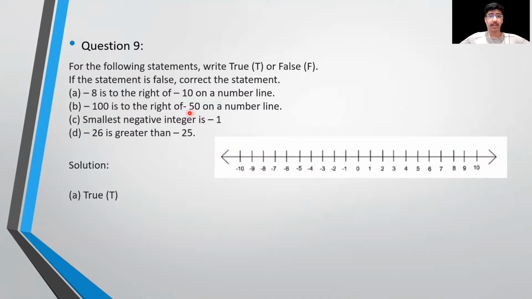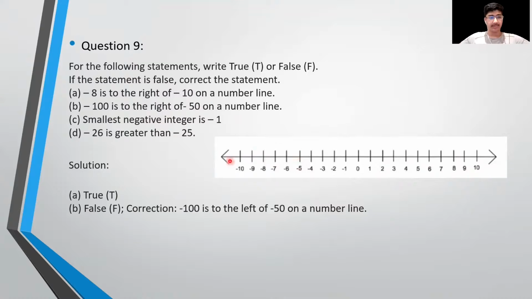B, minus 100 is to the right of minus 50 on a number line. So if we take a number line, let's consider this minus 10 as minus 100 and minus 5 as minus 50. So from minus 100's perspective, minus 50 is to the right of minus 100, and from minus 50's perspective, minus 100 is to the left of minus 50. Over here it says minus 100 is to the right of minus 50, which is wrong. It should actually be minus 100 is to the left of minus 50.